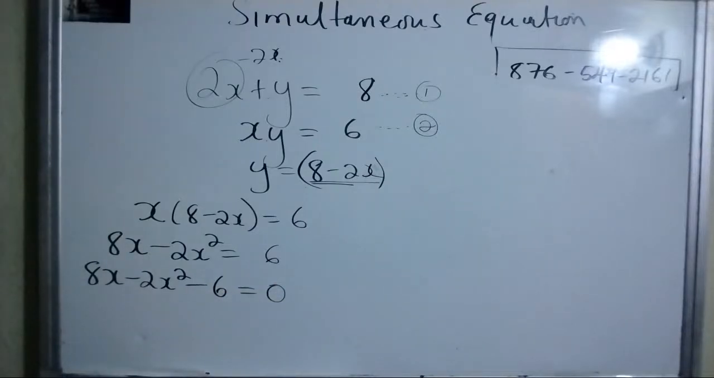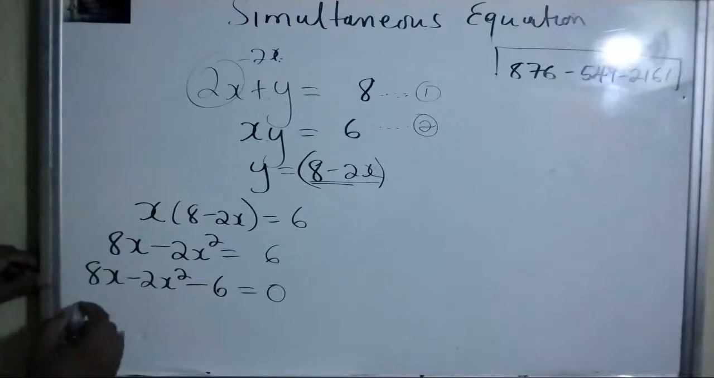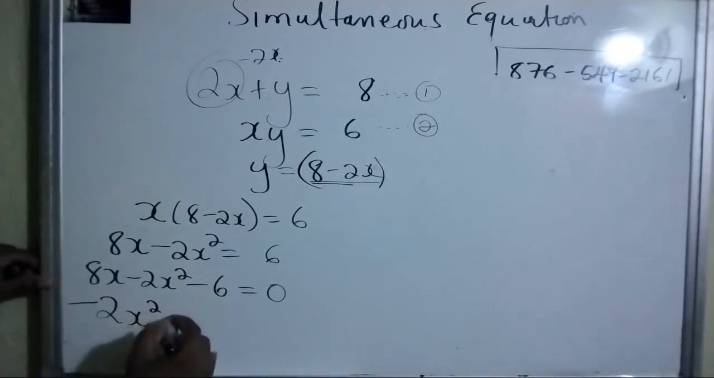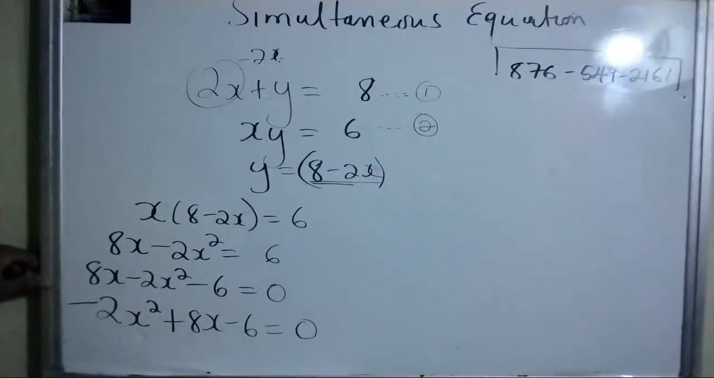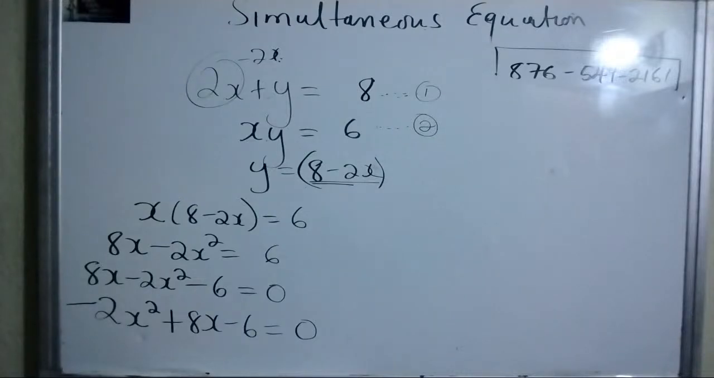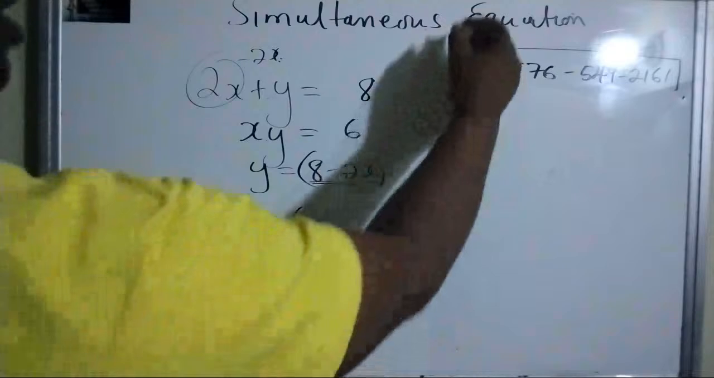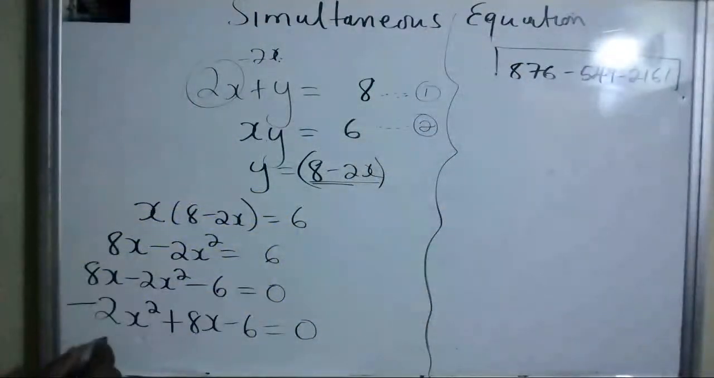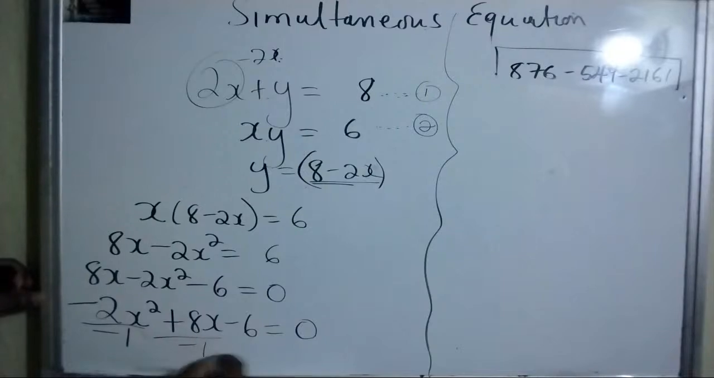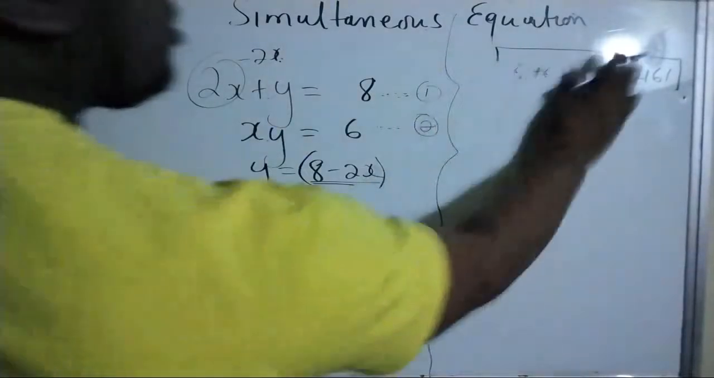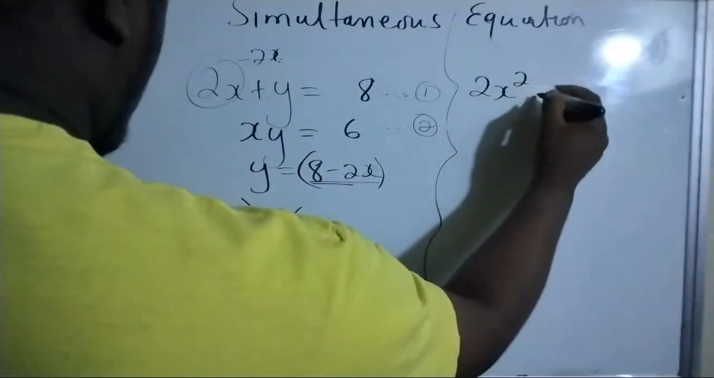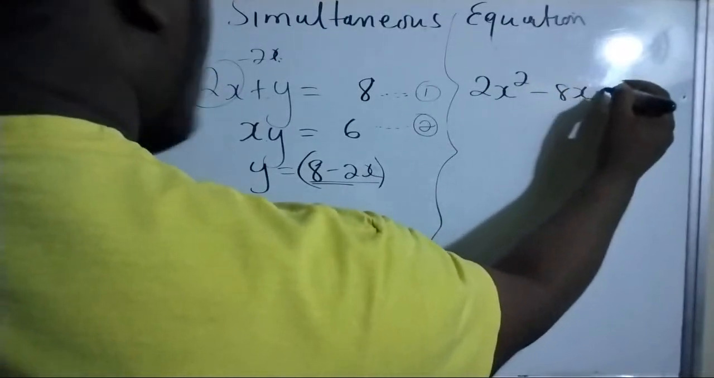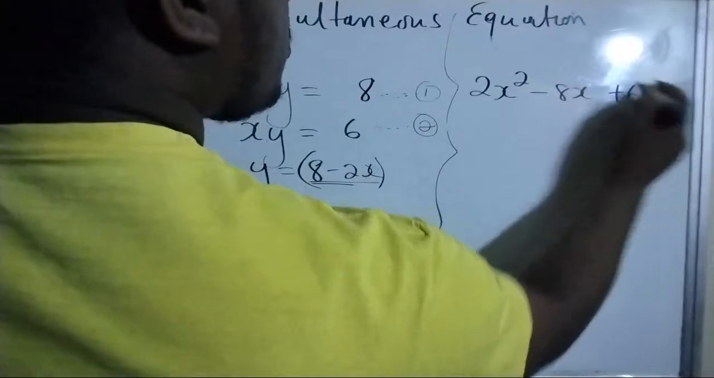Now we can put it in our quadratic form, which we love. Put the x squared term in front. So that's negative 2x squared plus 8x minus 6, and that must equal 0. Now we can divide by negative 1 because we want to get rid of the negative. We divide everything by negative 1, so each negative becomes positive, and we're left with 2x squared minus 8x plus 6 equals 0.